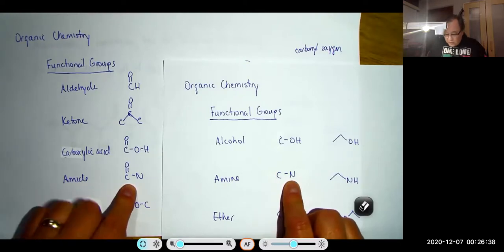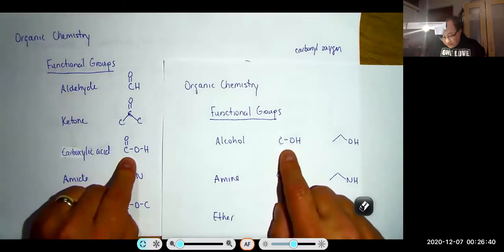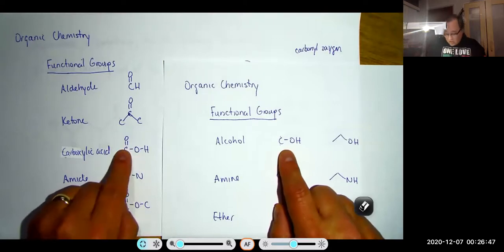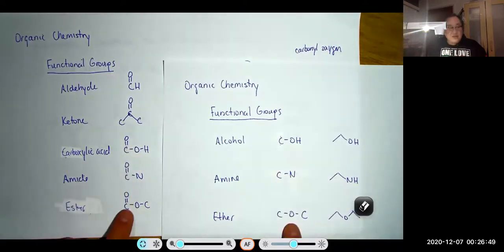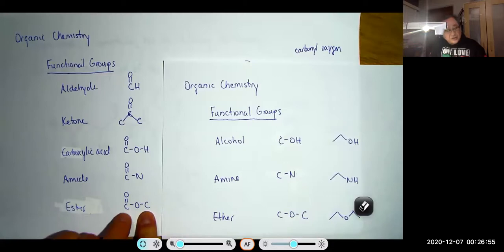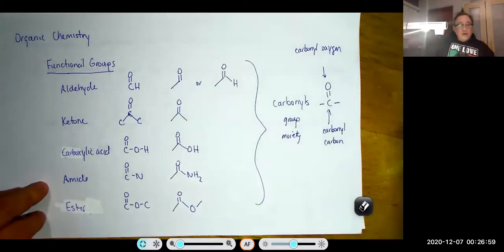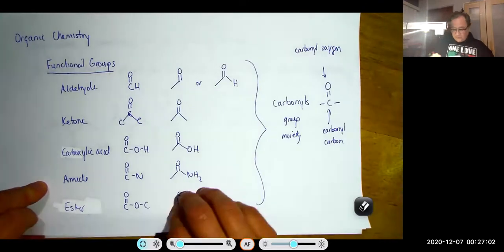So we can see that too with carboxylic acids, the COH and the COH here, they look similar. Why are these two different functional groups? The carbonyl carbon. Furthermore, with the ester, it looks a lot like an ether. COC, COC. What makes this an ester instead of an ether? The carbonyl carbon. So that's important when we're trying to recognize functional groups.